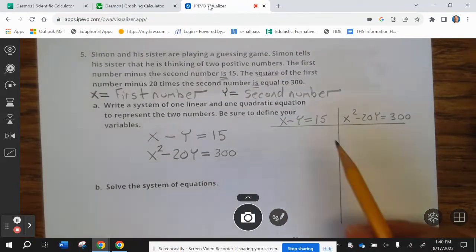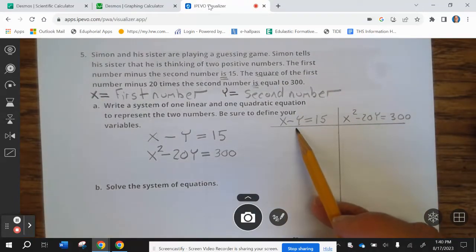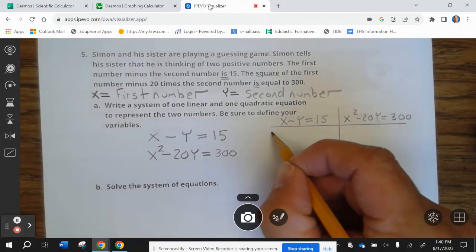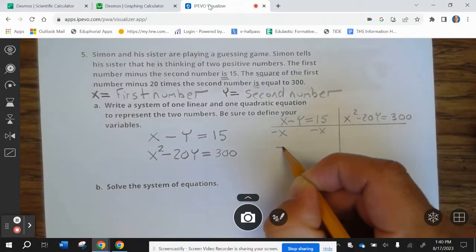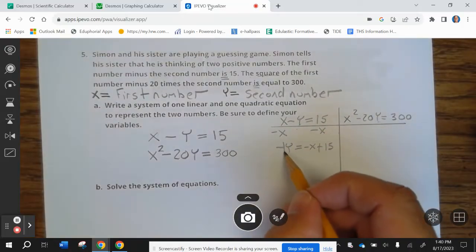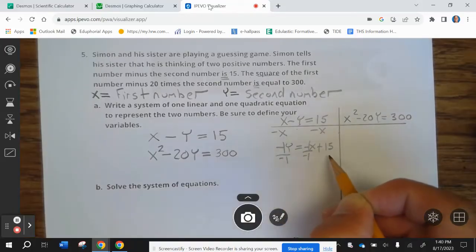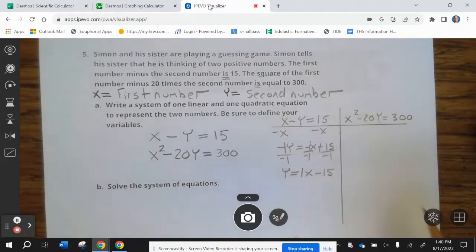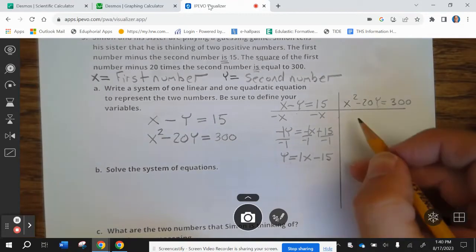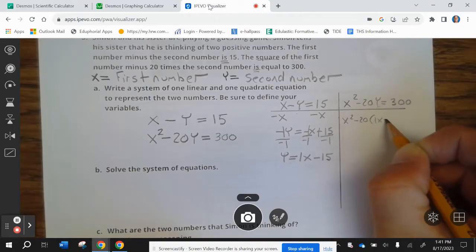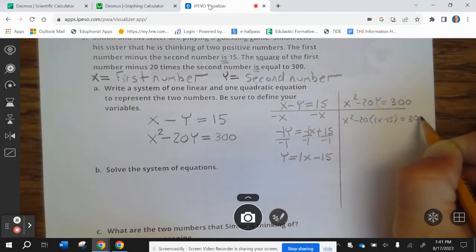Now we need to solve one of these equations for a letter. Now, x has squared, so let's not solve that. Let's solve for y, because y is going to be a little easier. So we're going to subtract x from both sides, get negative y equals negative x plus 15. Divide everything by negative 1. So you get y equals x minus 15. We're going to substitute that in for y. So we have x squared minus 20 times (x minus 15) equals 300.